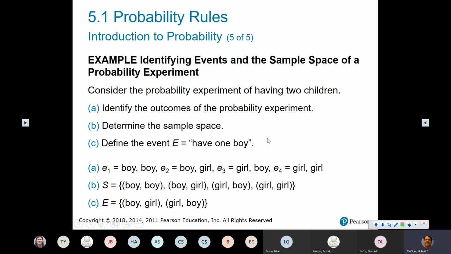The only thing I would tell you to do there, well, you write that down. That could be a standardized test question. I don't think I would ask that. Identify the outcomes of the probability experiment. Consider the probability experiment of having 2 children. Well, I've already told you the outcomes. Boy, boy, boy, girl, girl, boy, girl, girl. Determine the sample space. Well, technically, A and B is the same thing. Okay, and then define have one boy. It doesn't say two, it says one boy. And that would be boy, girl, and girl, boy. That's the event.